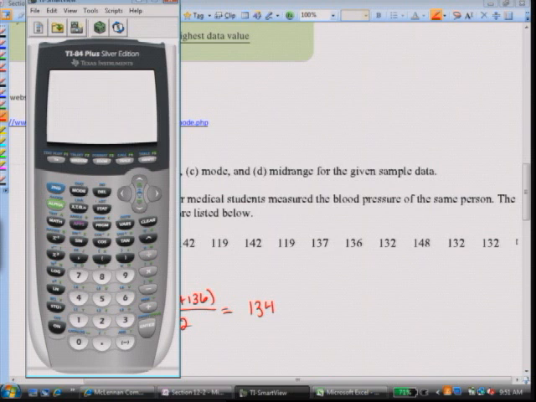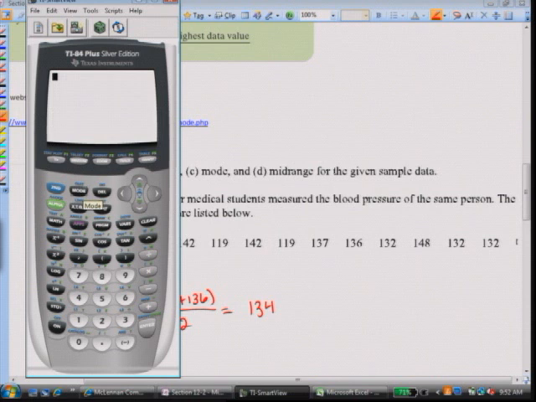So then what you're going to do is, okay, second and then quit, because you want to quit, get back to the home screen. Quit is right next to second. It's the mode button. And that just takes you back to the home screen. Now, your home screen should be clear. If it's not, just hit clear so you're all ready to go.